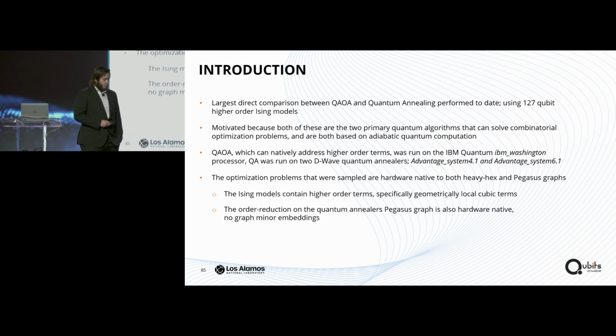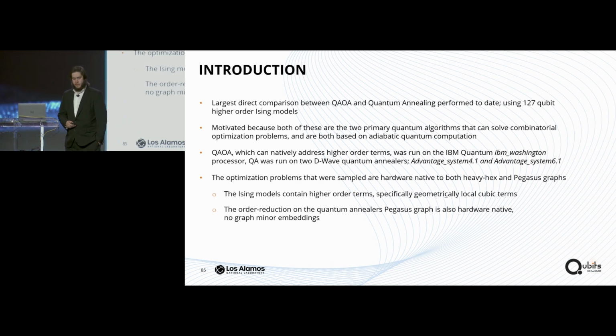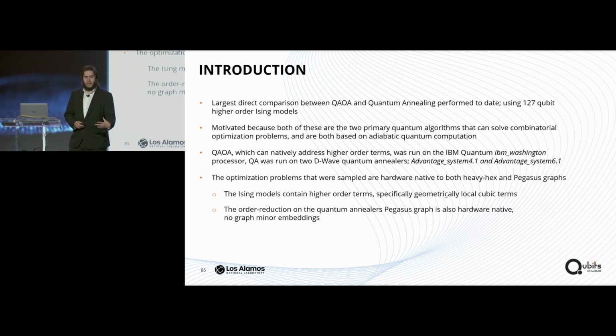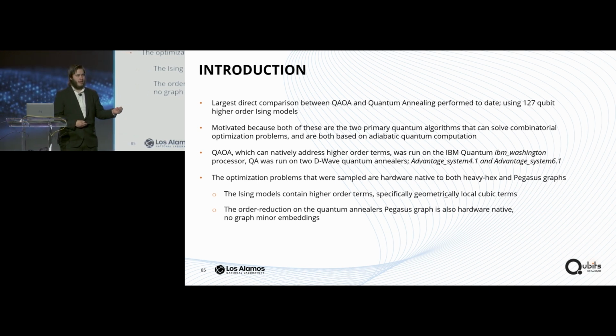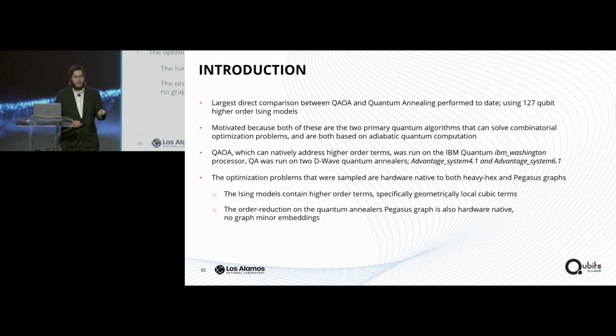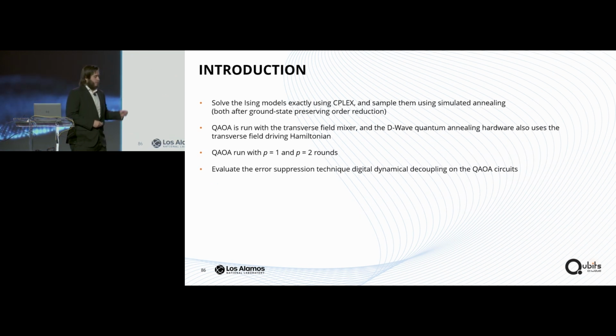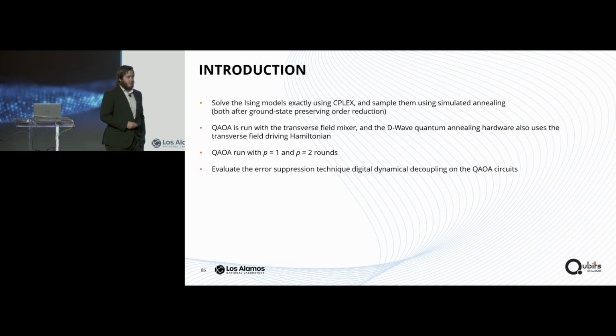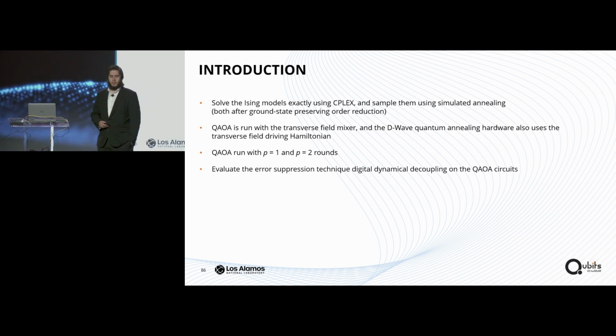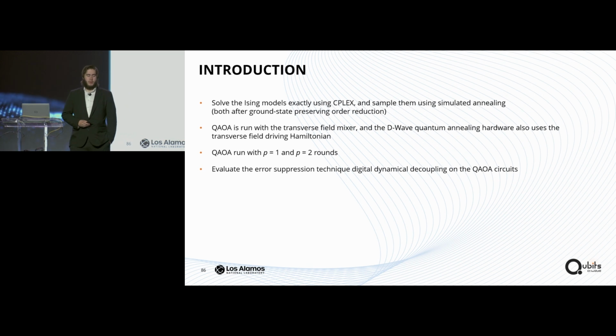And D-Wave quantum annealers, natively what you program on them are linear and quadratic terms, so not natively cubic terms. Therefore, you have to perform what's called order reduction. Now, this order reduction we manually created to be extremely hardware compatible, and by extremely I mean no minor embedding on the Pegasus graph. So we also solved these Ising models exactly using Cplex to compute what the ground state success probability was for both quantum algorithms. We also solved them using simulated annealing.